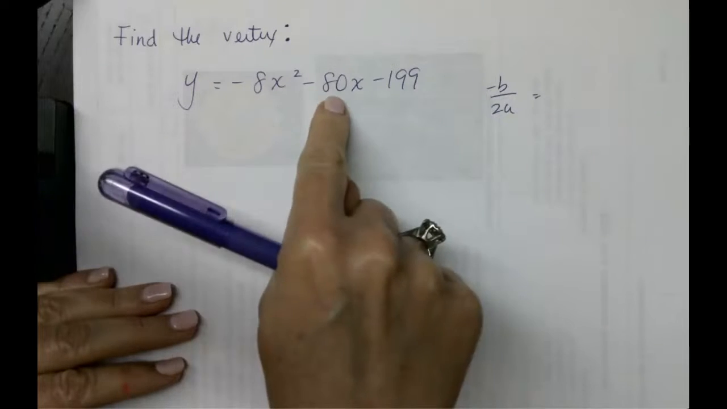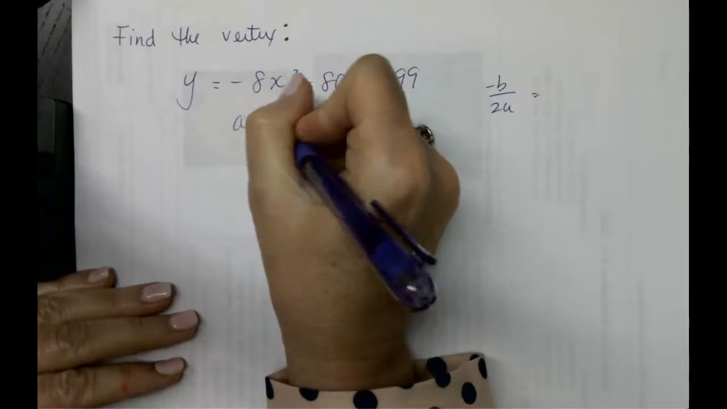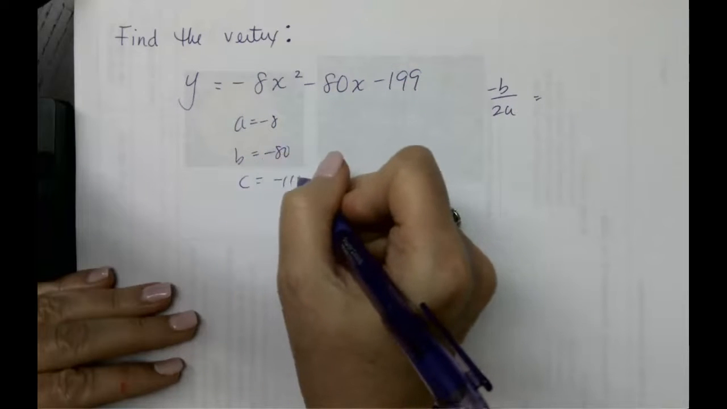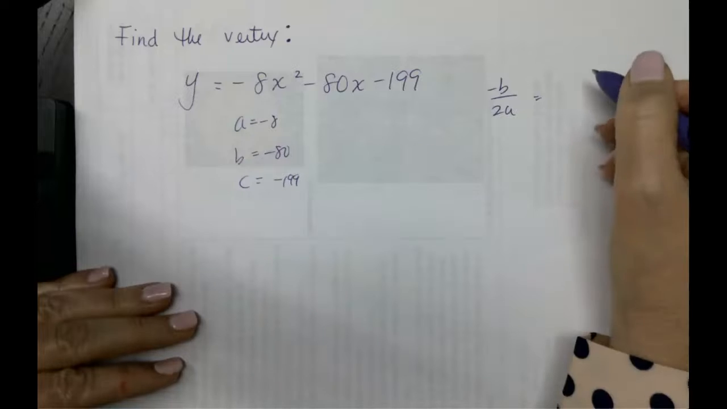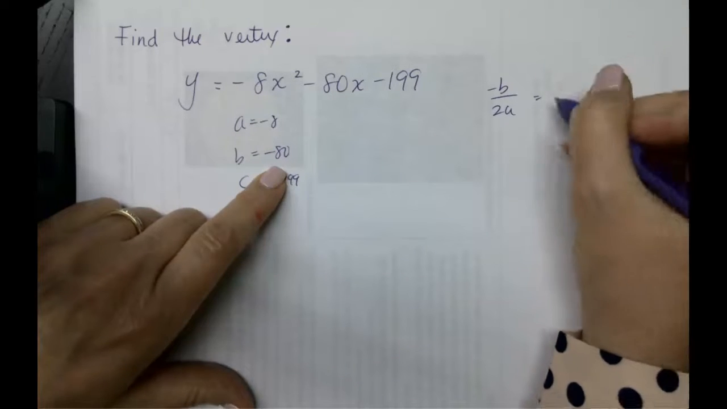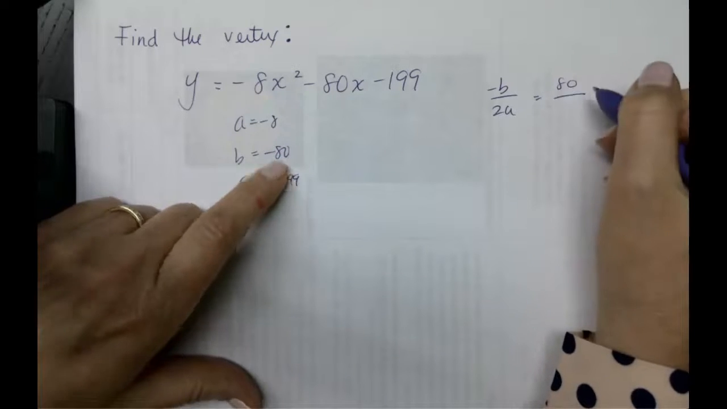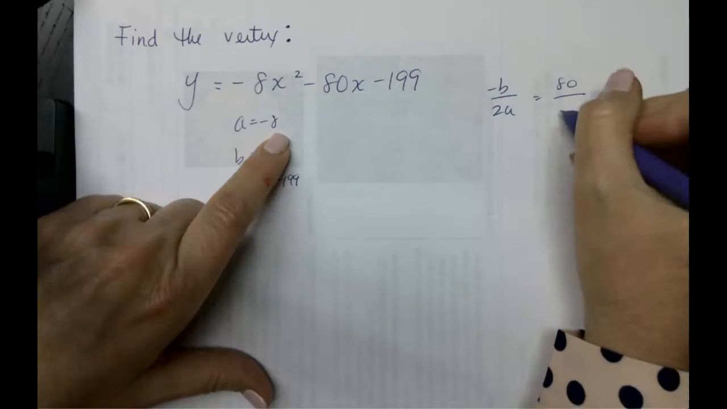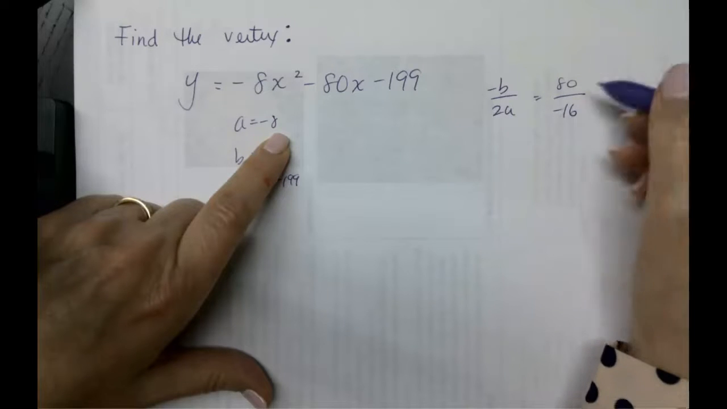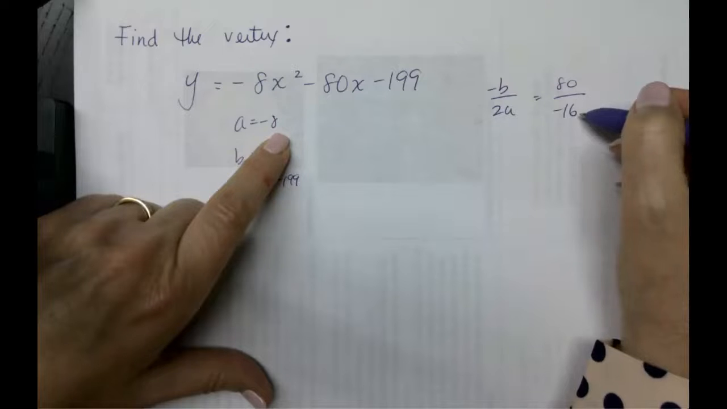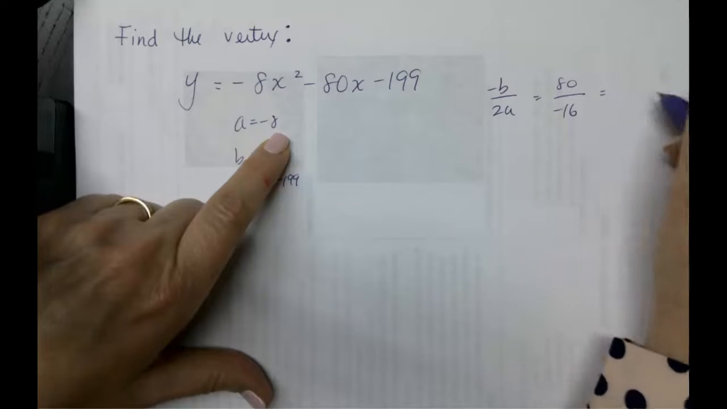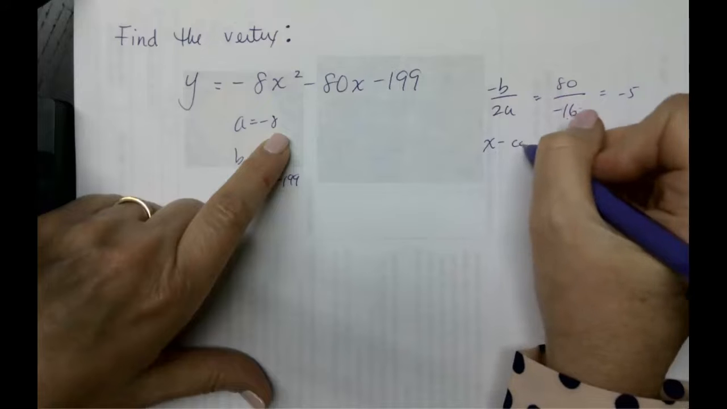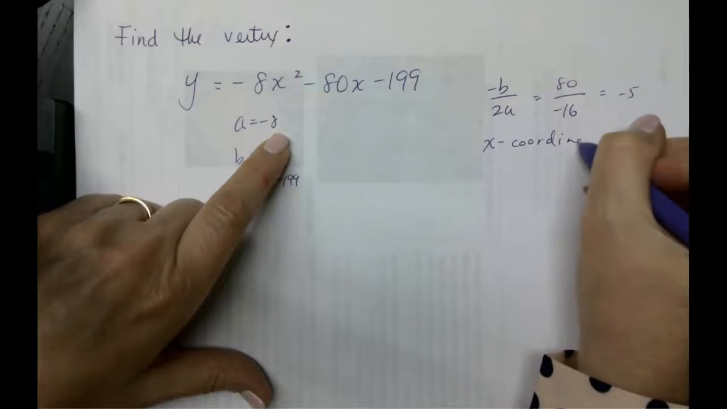So a, b, and c. A is -8, B is -80, and C is -199. So opposite of B, opposite of -80 is 80, over 2 times -8. That is -16. And 80 divided by -16 just happens to be -5. So we get an x-coordinate of -5.